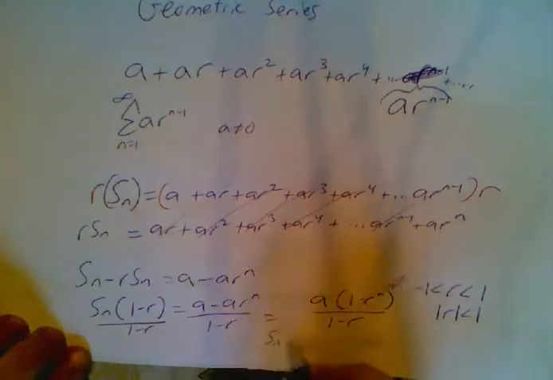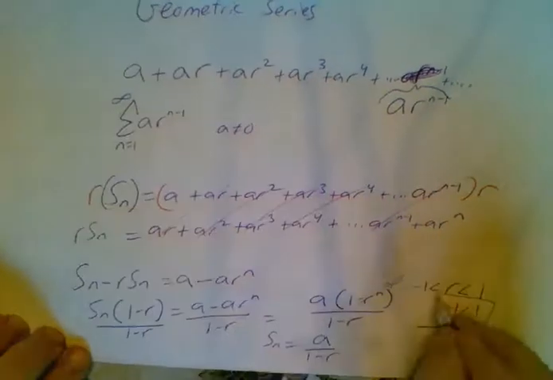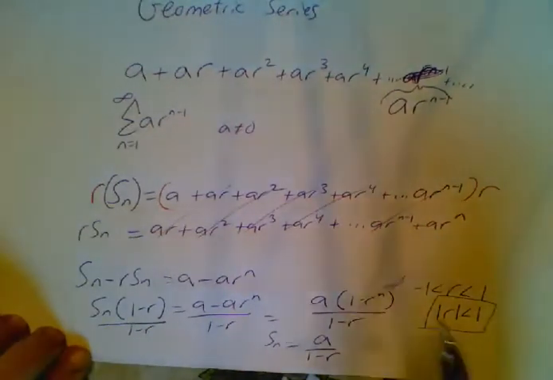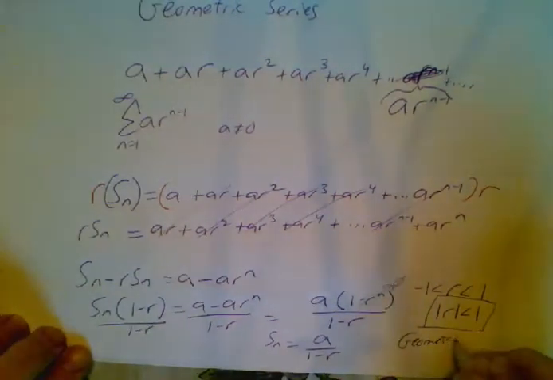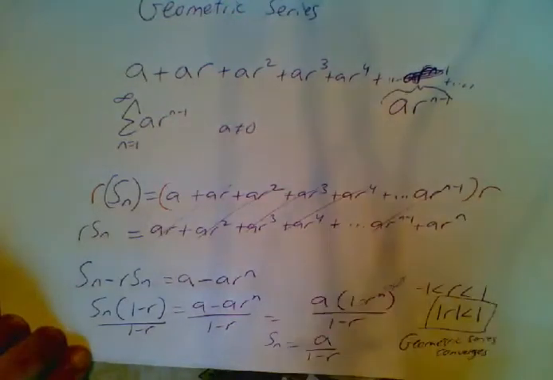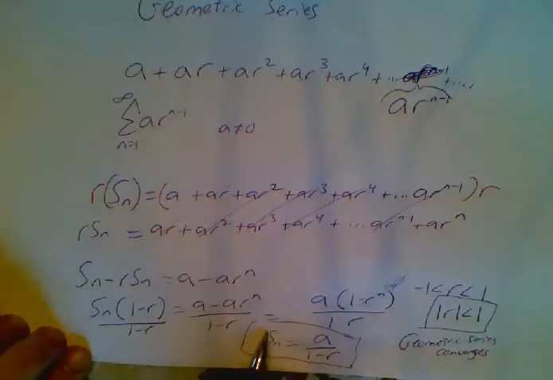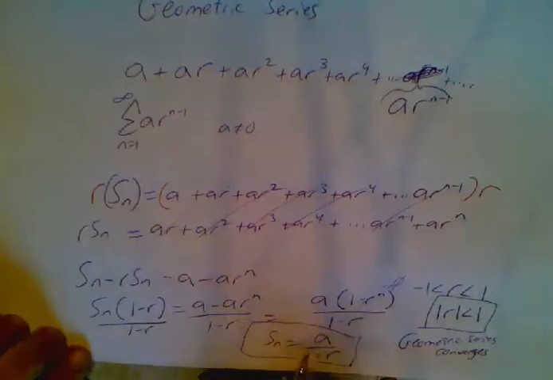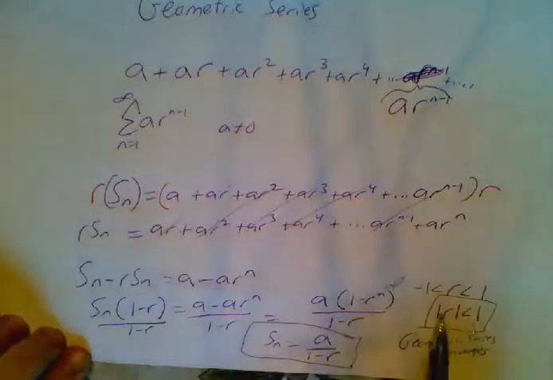So this sum actually becomes a over 1 minus r as long as the absolute value of r is less than 1. So the geometric series will converge when this happens. And what does it converge to? This is your formula for it. The sum of a geometric series will be a, which is your first term, divided by 1 minus that constant rate, that value that we multiplied through by, as long as the absolute value of r is less than 1.